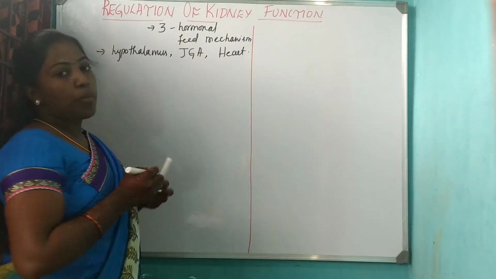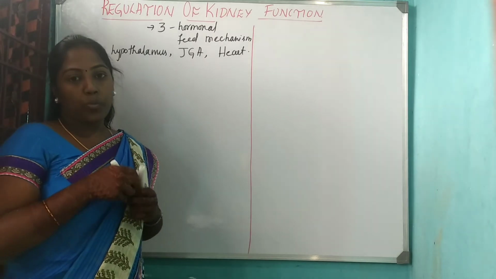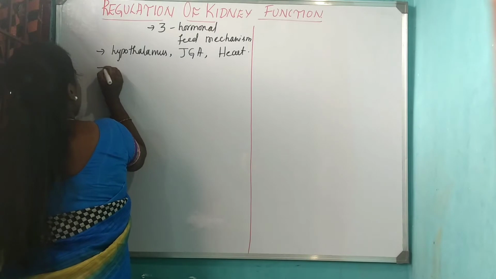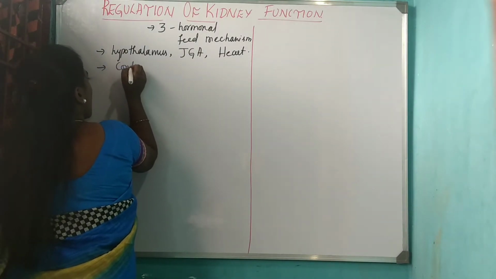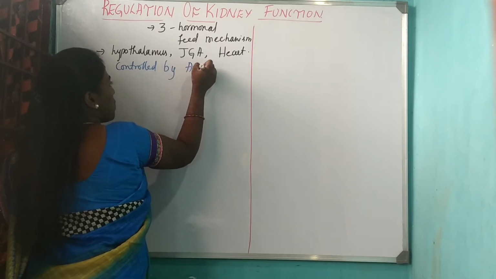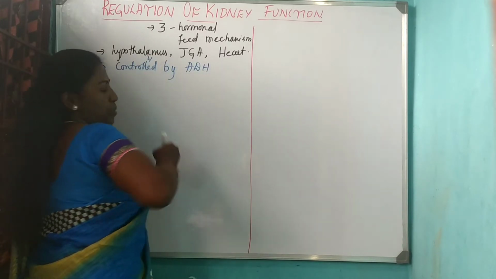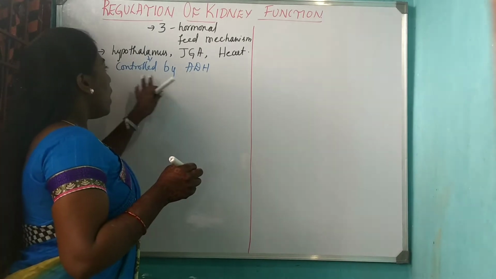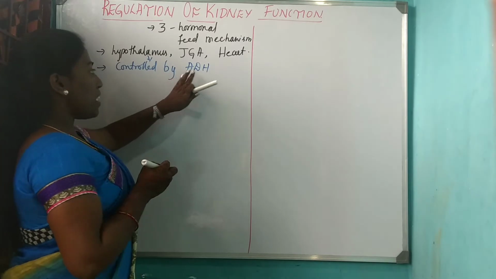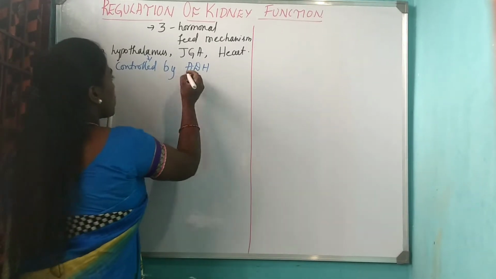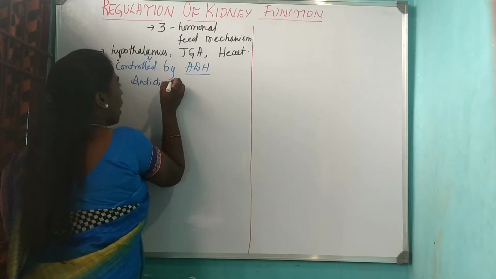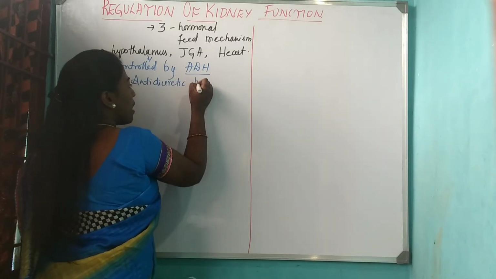The hypothalamus produces a hormone called ADH. So the regulation of the kidney which is controlled by ADH comes under the hypothalamus. ADH stands for anti-diuretic hormone.